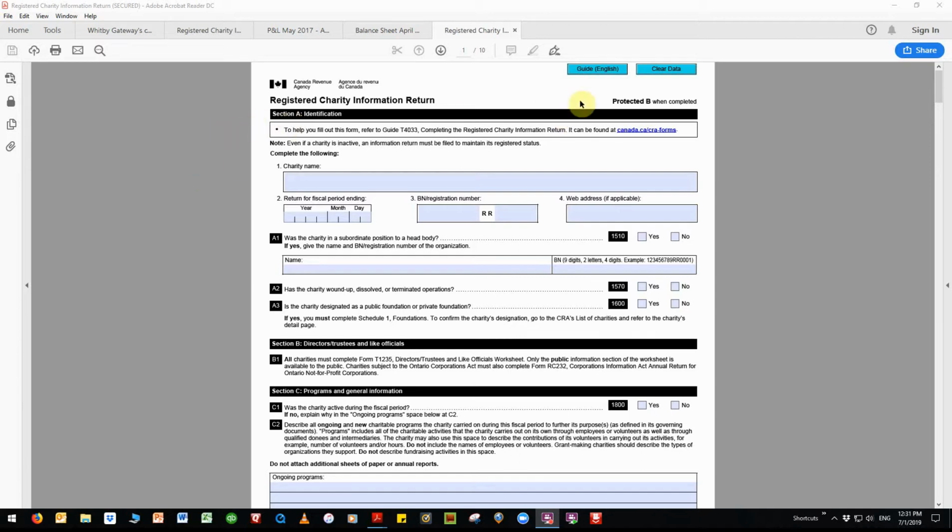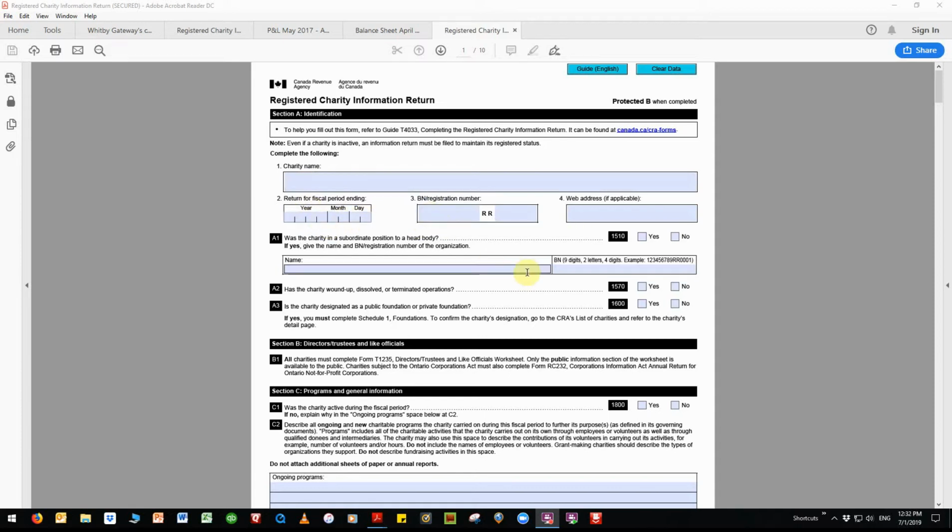I encourage you to download the guide as it'll help you through this form, as this is a 10-page form and there is a lot of detail. The first thing I would like to mention is your charity name has to be the name your church is registered with CRA. And of course, our year end is April 30th.